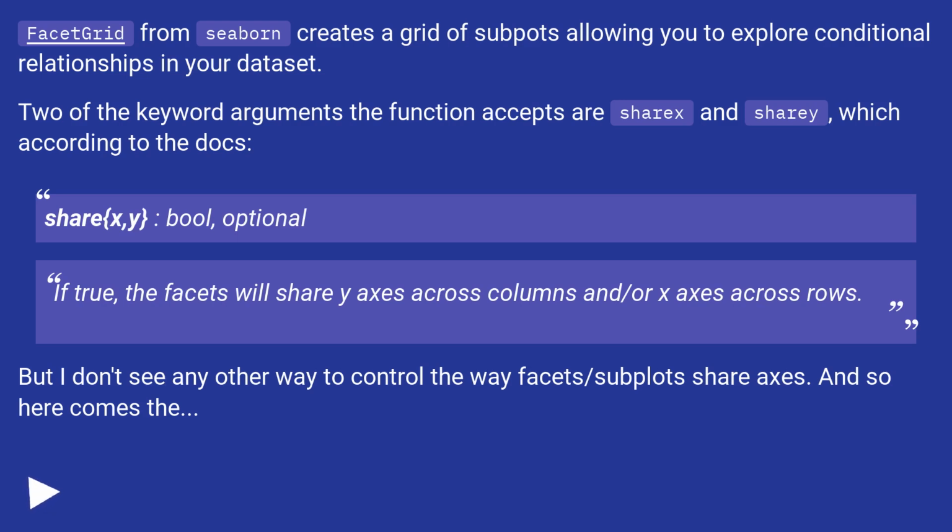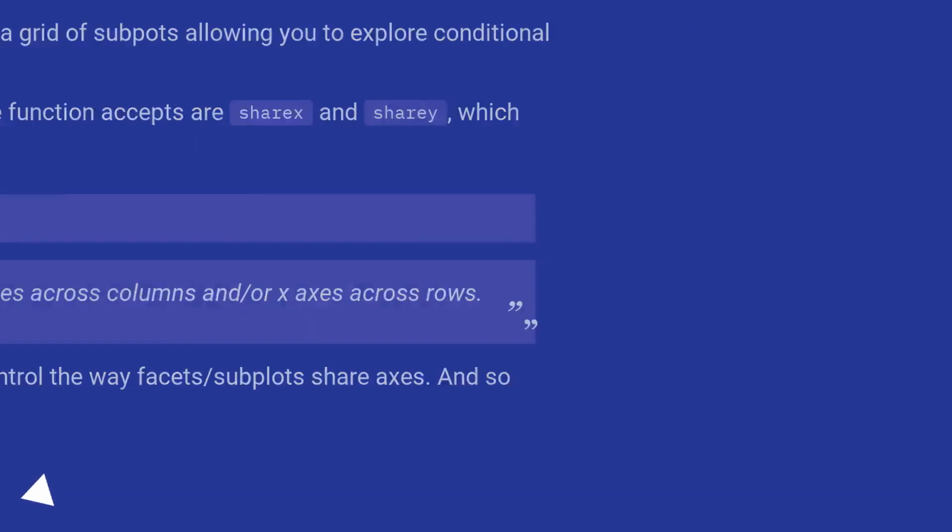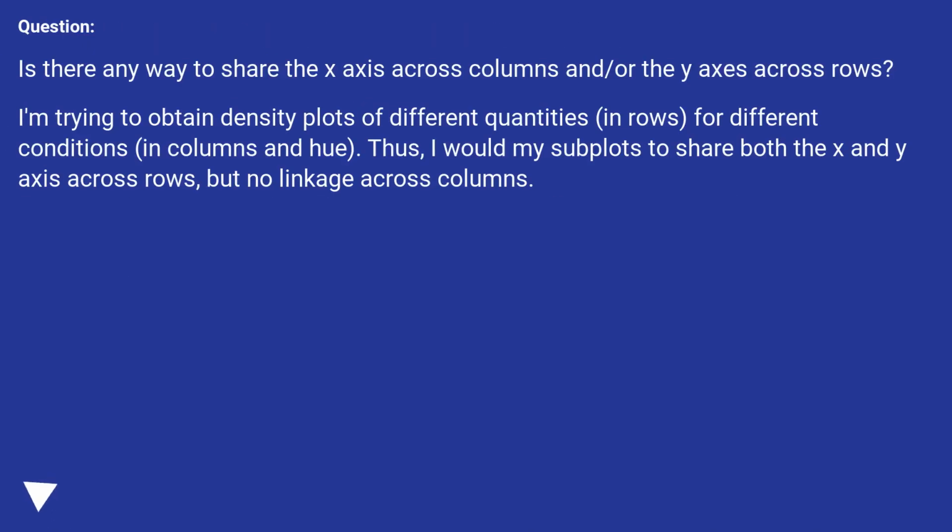Sharex, sharey, bool, optional: if true, the facets will share y-axes across columns and/or x-axes across rows. But I don't see any other way to control the way facets/subplots share axes. And so here comes the question. Is there any way to share the x-axis across columns and/or the y-axes across rows?